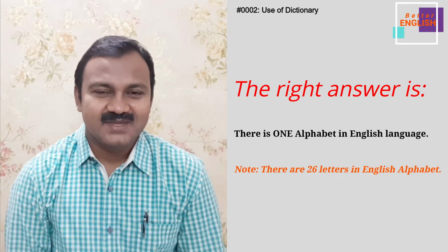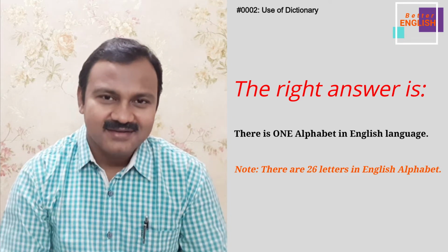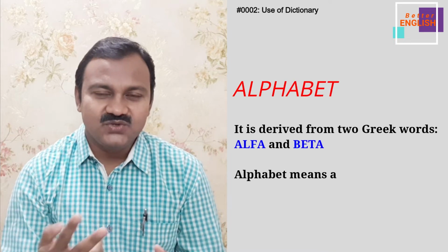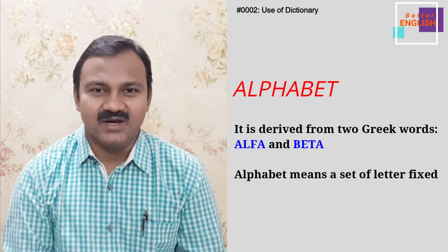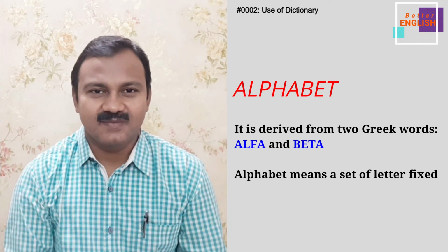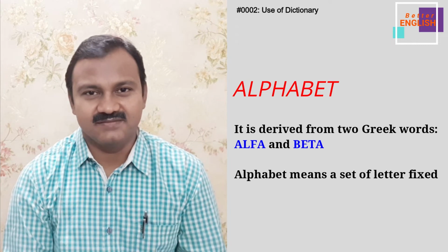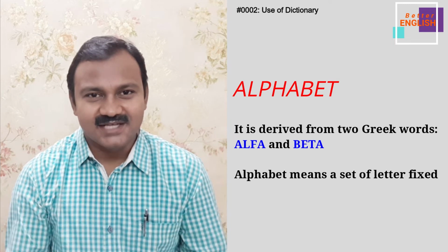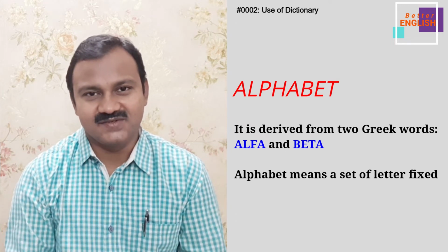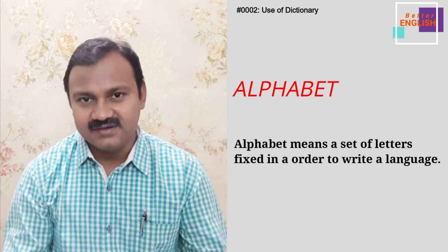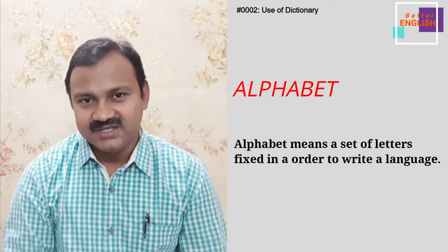You know, the word alphabet is derived from two Greek words. One is alpha and the other one is beta. They are two letters of the Greek language, and that's how this word alphabet comes into existence in the English language. Alphabet means a set of letters fixed in an order to write a language.